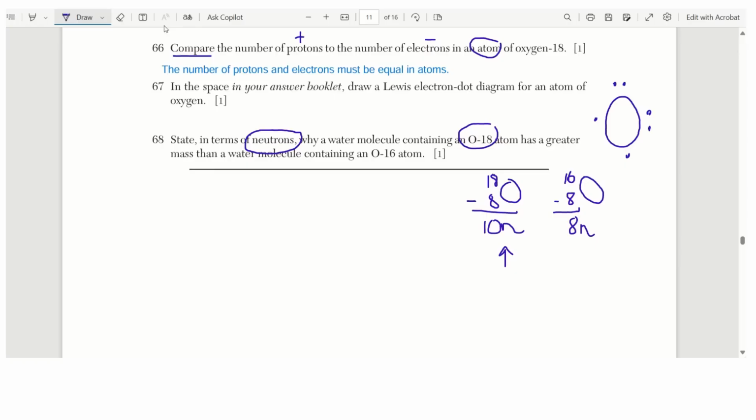Because oxygen 18 has more neutrons. I could say it has 2 more neutrons, but I don't have to. I just have to say it has more. Or oxygen 16 has fewer neutrons, so it would have less mass. Okay.